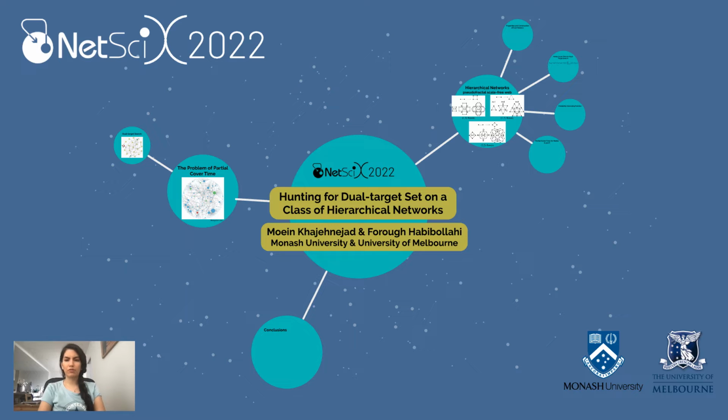And for the first time, we derive an exact expression for the partial cover time of a random searcher on such a network to hunt both targets of interest.